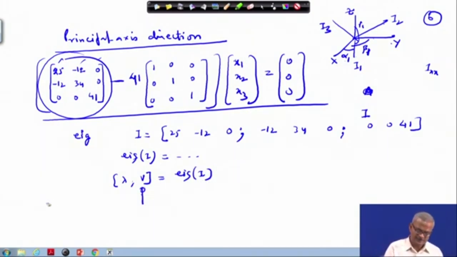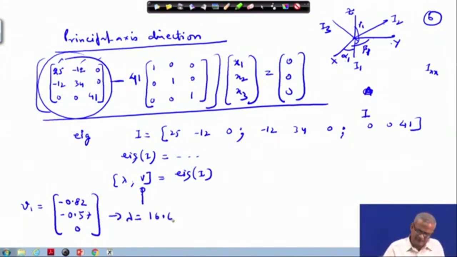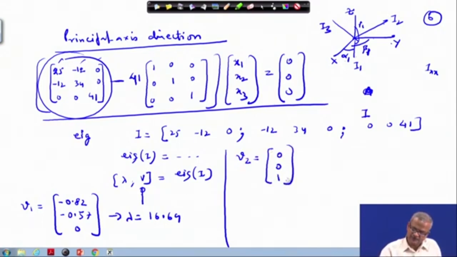Okay. So, in this case, using the same command, I have found the eigenvector to be minus 0.82, and MATLAB gives you the normalized eigenvector, which means the magnitude of this vector is equal to 1. This corresponds to lambda equal to 16.69. Similarly, the second eigenvector is 0 0 1, and this corresponds to 41.